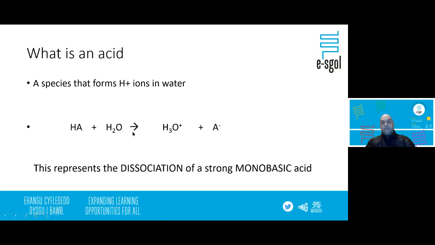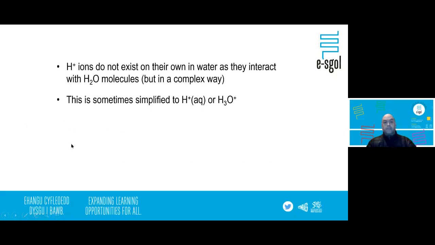You'll notice the arrow here is going in one direction. Strictly speaking, it should be reversible, but being a strong acid, they fully dissociate, so I tend to use an arrow in one direction for a strong acid. Okay, and I was going to mention the H3O+, because hopefully you're all familiar with that, the oxonium ion.